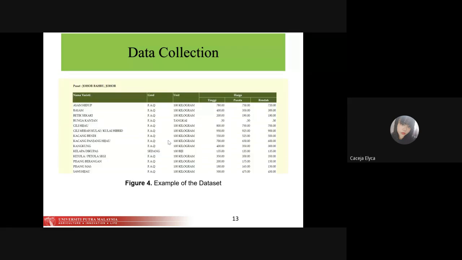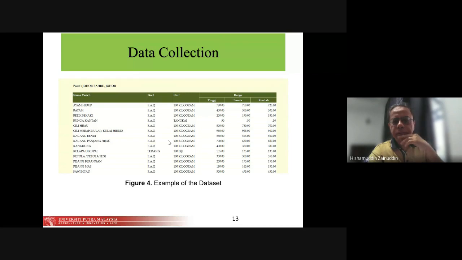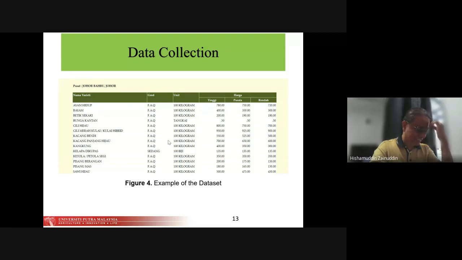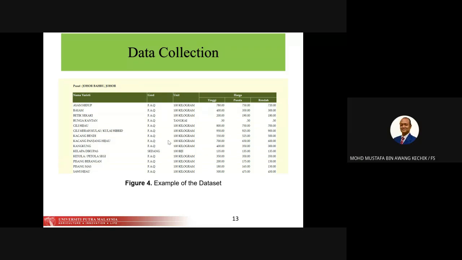Okay, other questions? Prof. I have one question. Yes, Dr. Mustafa. Thank you for the nice presentation, CJ. Can you differentiate what is data mining and data collection? My second question is, what are the constraints of your research?